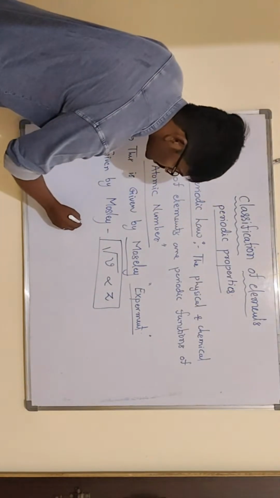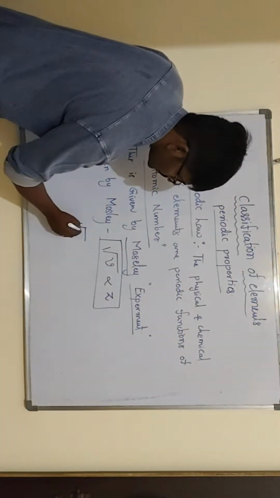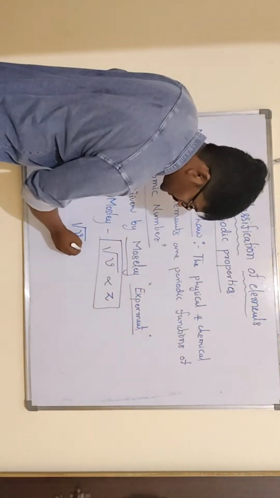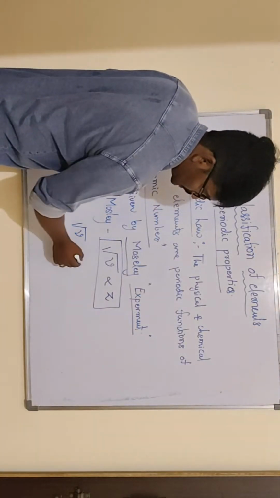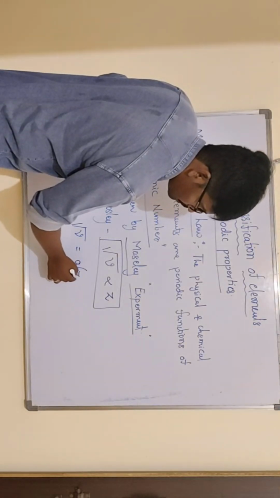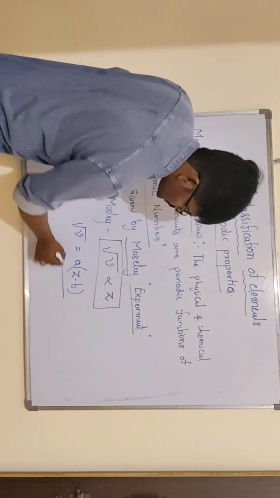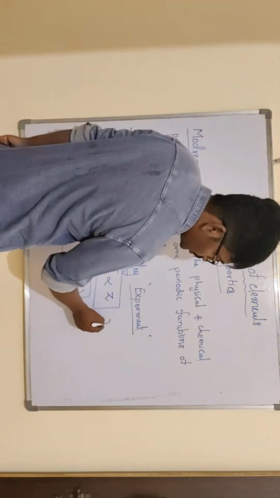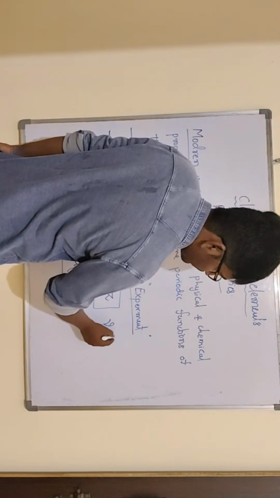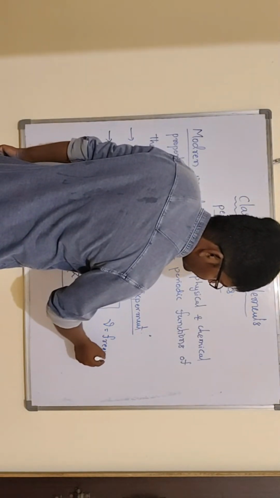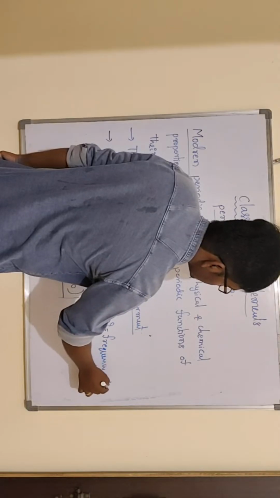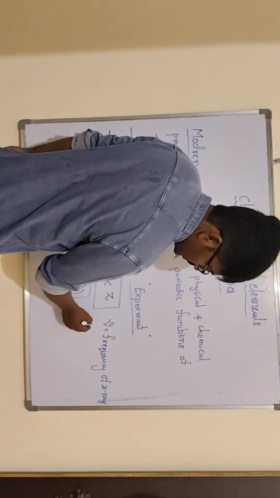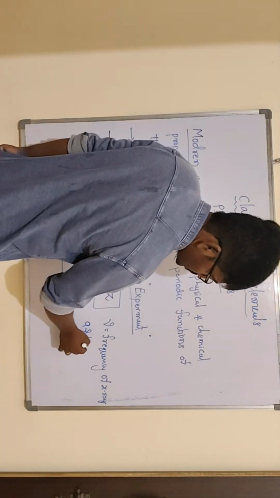Based on this, the relation is given: the square root of the frequency of X-rays, √ν, equals A times (Z minus B). Here, what is nu? Nu is the frequency of X-rays. Then A and B are constants.